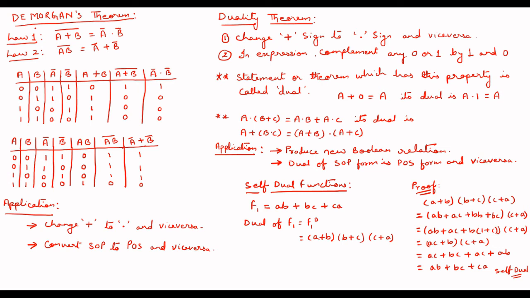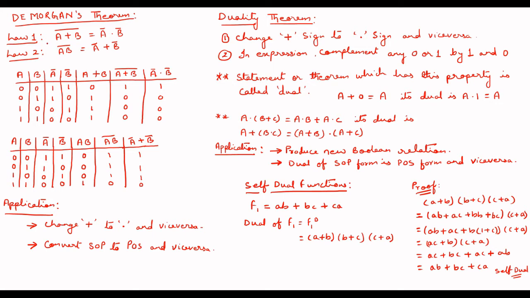Hello everybody. In this video we are going to learn about De Morgan's theorem. Under De Morgan's theorem we have two laws, that is (A + B) whole complement is equal to A complement dot B complement, and (AB) whole complement is equal to A complement plus B complement.